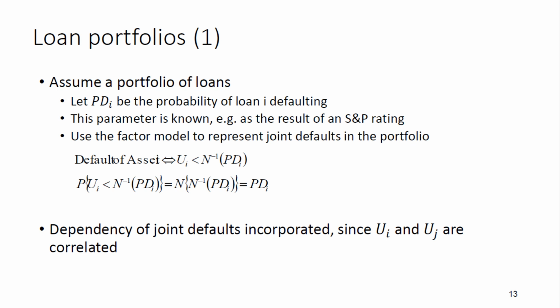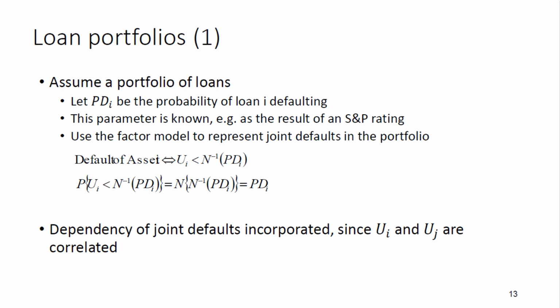Let's see why this threshold of norm inverse PD_i is exactly the right threshold for a default to occur. Well, I look at the probability of U_i being below the norm inverse PD_i. Because U_i is standard normally distributed, I need to evaluate this norm inverse PD_i in the normal distribution function. So I take the normal distribution function of the normal inverse of the PD_i, which gives me the PD_i, so it's correct.